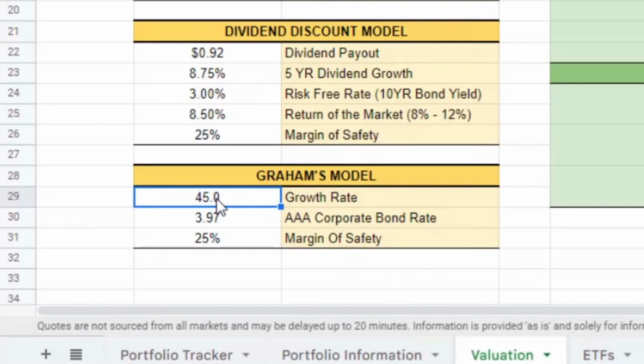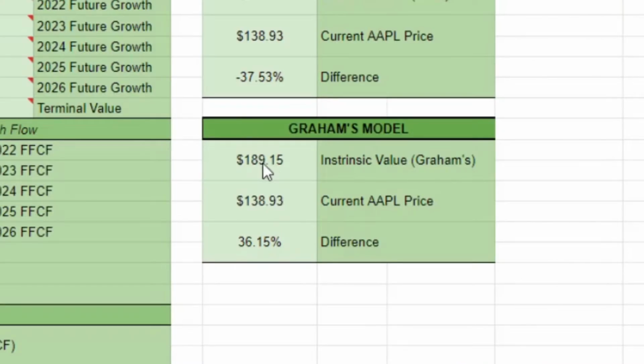Now, if we were to be a little bit more conservative with our growth rate, where we would assume that Apple would grow half as fast as it has in the history of its performance, we would see that the intrinsic value would come down to $189 compared to its current price, which is a difference of 36% higher than its current price. So it would have a 36% upside.